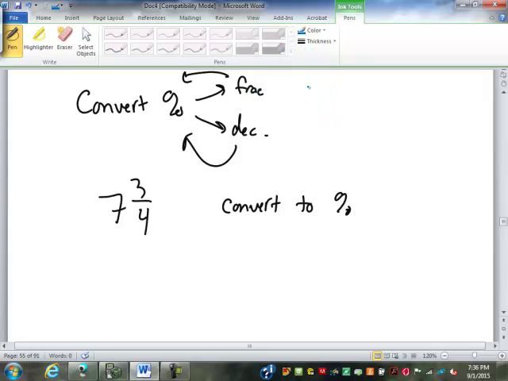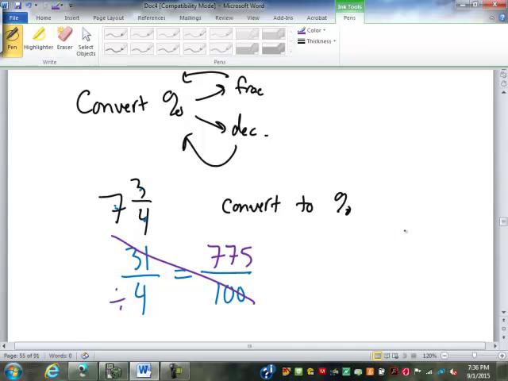Well, you take that into an improper fraction. Okay, we can turn it into an improper fraction. Good call. 7 times 4 is 28, plus 3 is 31. So it's 31 out of 4, but a percent is always out of 100. So now we're going to cross multiply and divide. 31 times 100 divided by 4 is 775. So that is 775%.